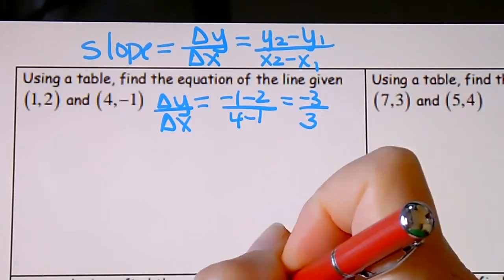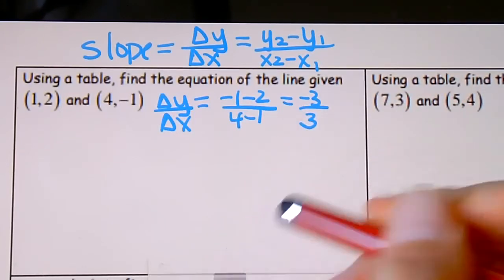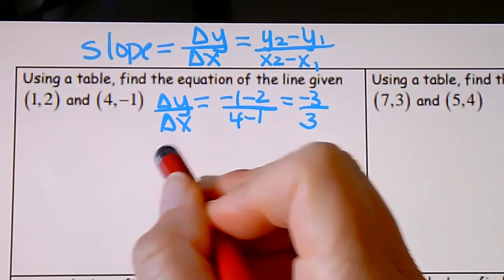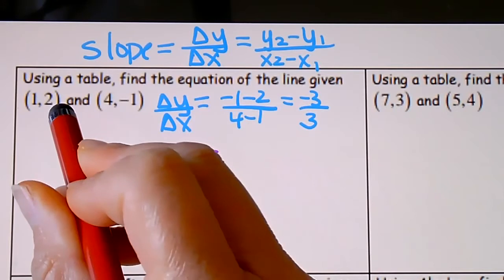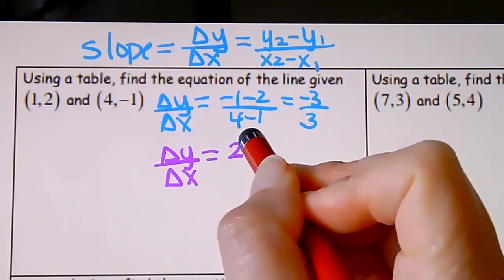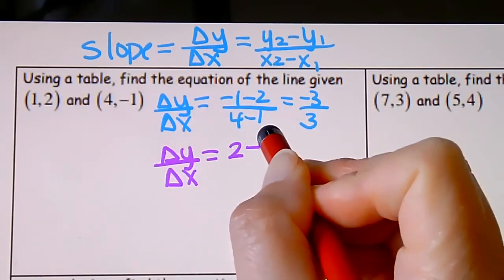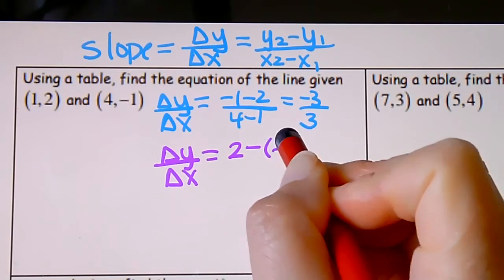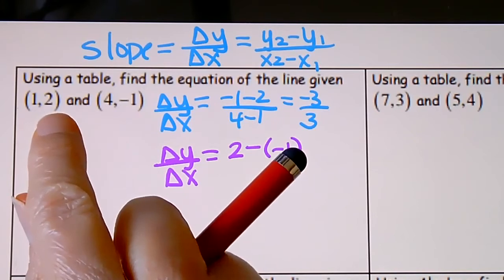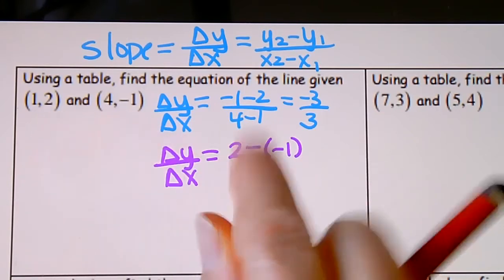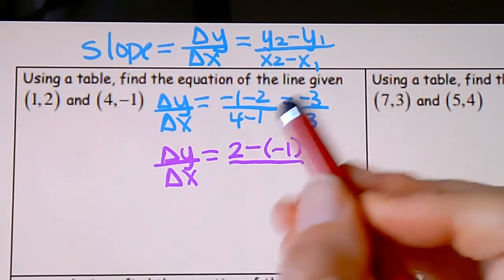Now, I'm going to write this. You don't need to write this, but I want to show you if I had done it with the other y first. So if I had said 2 first, that's fine. Now, where I have to be careful is 2 minus what? Negative 1. A lot of times people go 2 minus 1, but it's 2 minus a negative 1. Okay, so you just have to be careful about that.